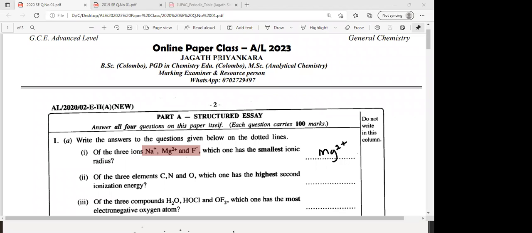Answer is... So you can see the zigzag pattern like this. Look at the screen. You have 3 elements here in the second period: carbon, nitrogen, oxygen. So I'll put 3 elements here and 2 elements here. Then you get 2 plus 3 plus 3, 8. So this is how you can put. Please try that.